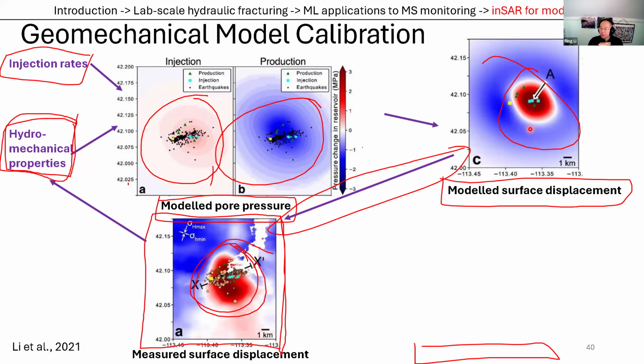But absolutely, if we were to have horizontal displacements, we would have more constraints on our model, and it would help a lot. I didn't show this, but there are a lot of non-uniqueness problems with these hydromechanical properties that we calibrate. And so having both InSAR tracks would be absolutely wonderful.